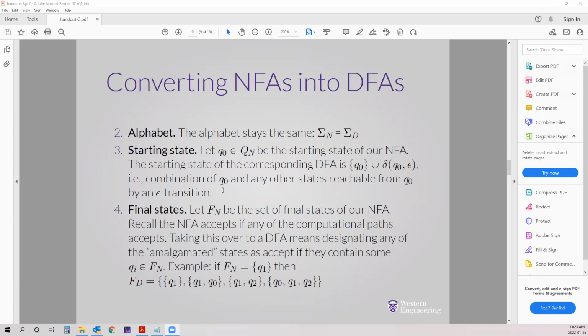The alphabet: Sigma N equals Sigma D. Starting state: let Q0 belong to Qn, the starting state for our NFA. The starting state for the corresponding DFA is Q0 union the transition of Q0 and epsilon, the combination of Q0 and any other state reachable from Q0 by an epsilon transition. The final states, Fn, would be the same for any computation like Q1, Q0 Q1, Q2, Q0 Q1 Q2.